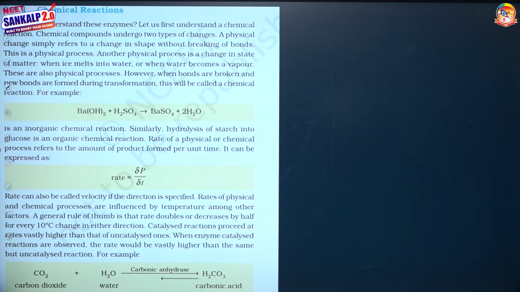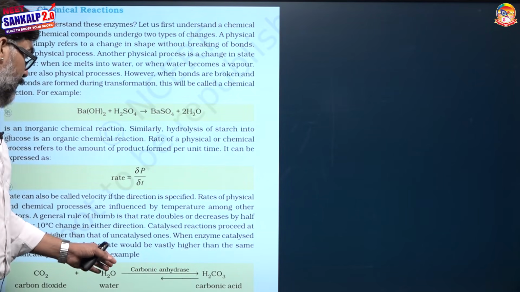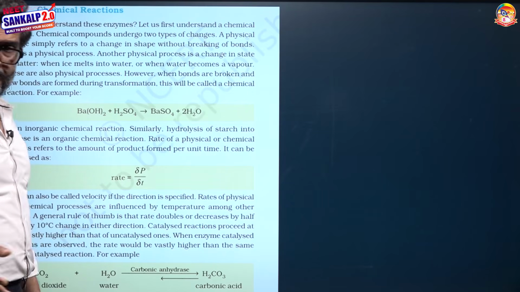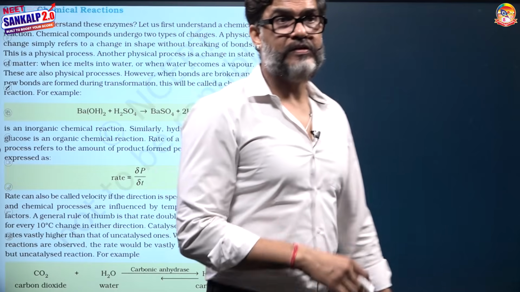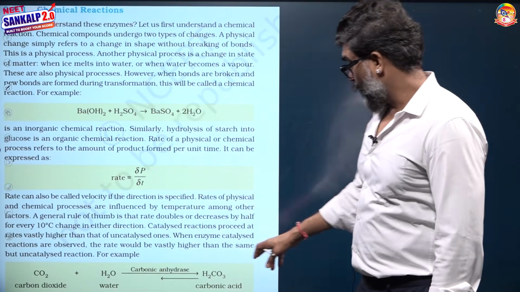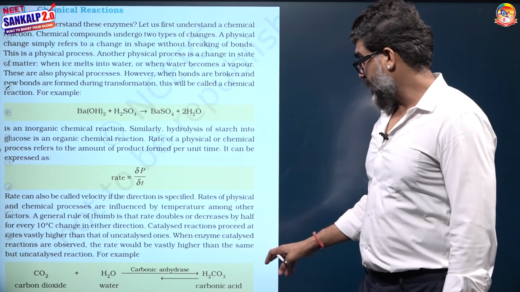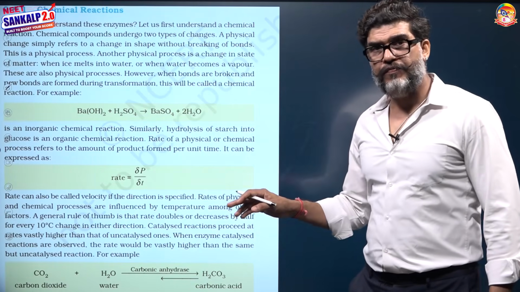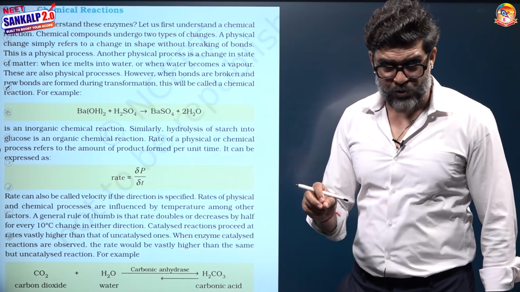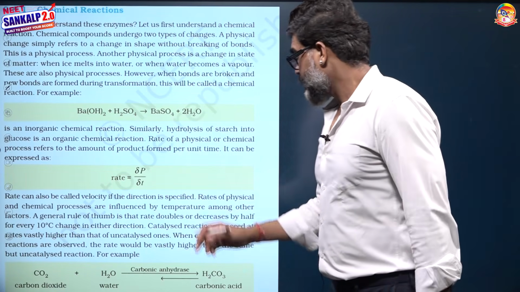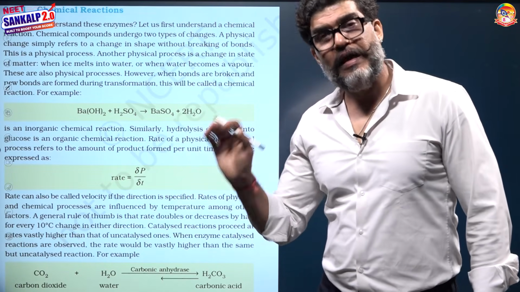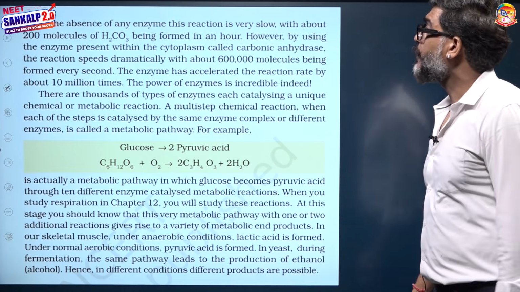Here this reaction, as mentioned, carbon dioxide plus water in the presence of carbonic anhydrase converts into carbonic acid. This reaction happens with the help of an enzyme, and this reaction also happens without an enzyme. But as you are watching the arrow, when this reaction happens in the absence of enzyme, the rate of reaction would be very slow, meaning the number of product molecules produced would be very small. That is why the author is saying that in the biological world, all reactions are enzyme catalyzed.